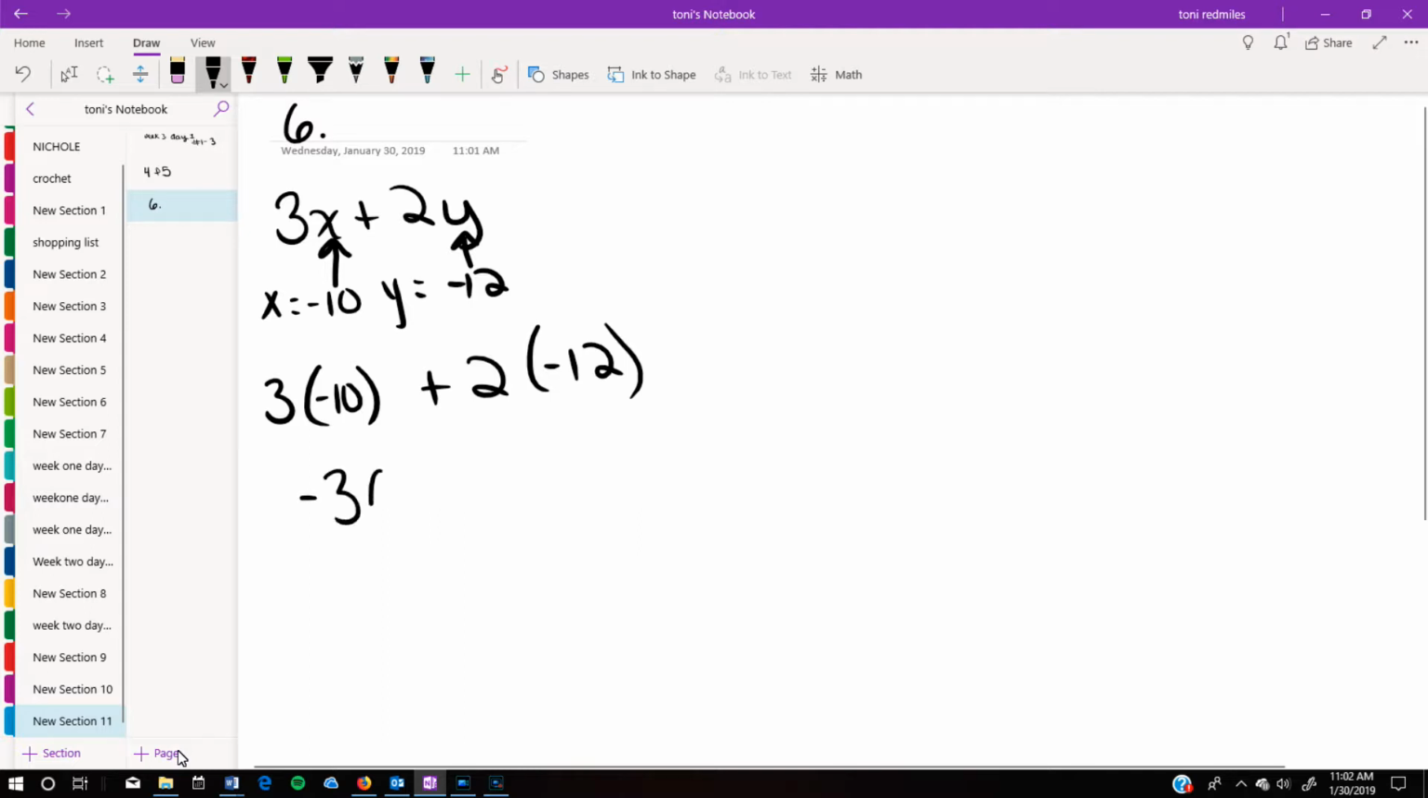All right, let's do our multiplication. We get a negative 30 plus a negative 24. Negative, negative. My answer is going to be negative. I'm going to add my numbers to negative 54.